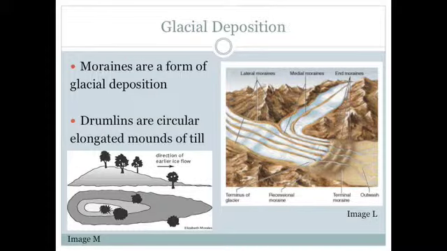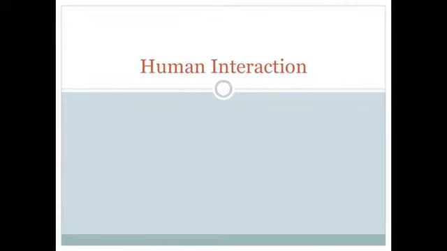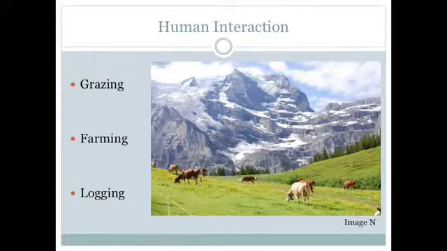Drumlins are elongated mounds of till and sediments dropped by the glacier, and they often give away which way the glacier is moving. Now, lastly, we come to human interaction. For hundreds of thousands of years, humans have been using the Alps for their survival. For example, the rich sediments and till that have been dropped off by the glacier have been used for grazing livestock, and also farming. A large export of countries with mountainous regions is lumber.